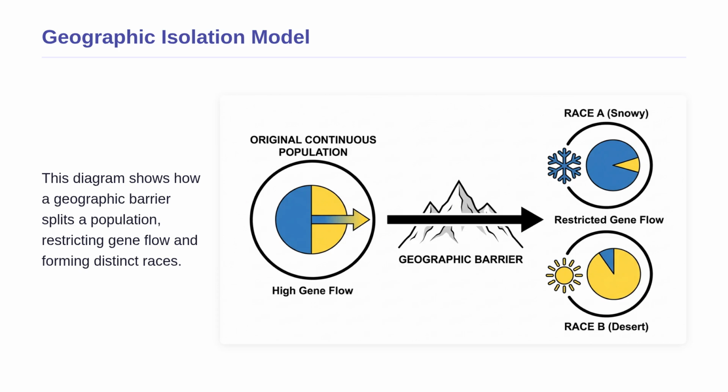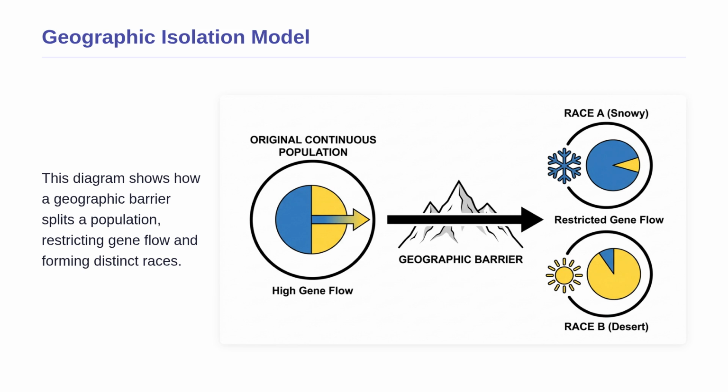To visually reinforce what we have just proven mathematically, let us look at this diagram of geographic isolation. On the left, you see the original continuous population, represented by a circle with equal parts blue and yellow. Here, gene flow is high, and the fixation index is near 0. As we move to the right, a geographic barrier, in this case a mountain range, splits the population. Notice what happens to the genetics.